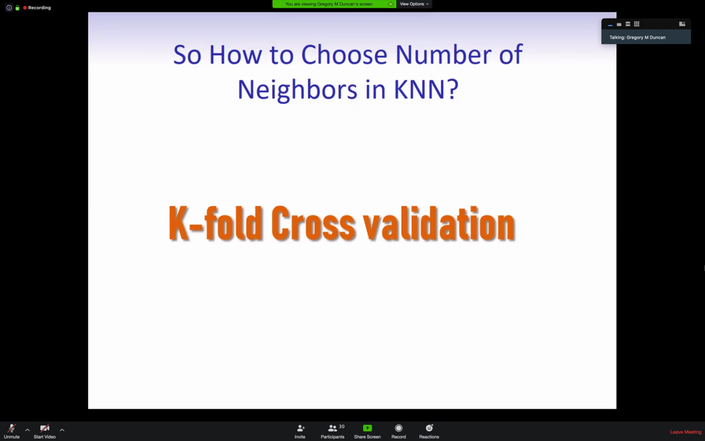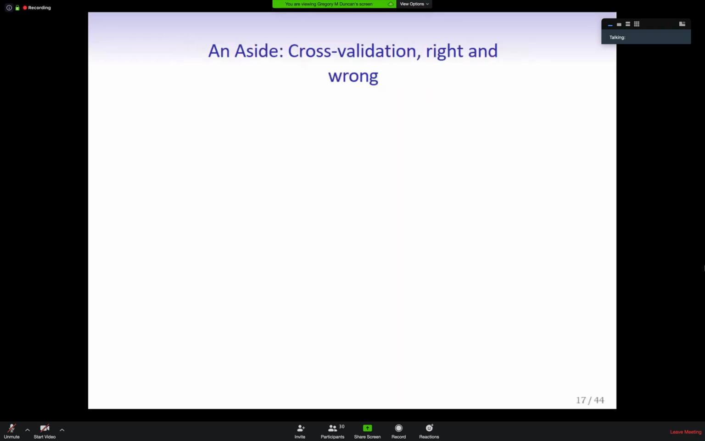This is going to be the second big tool we work with in this course. The first one was the idea of having a test set and a validation set. The second one is K-fold cross-validation. And of course, the whole idea of, so I guess it's the third one, the bias-variance trade-off. Okay. So, an aside: cross-validation, right and wrong.